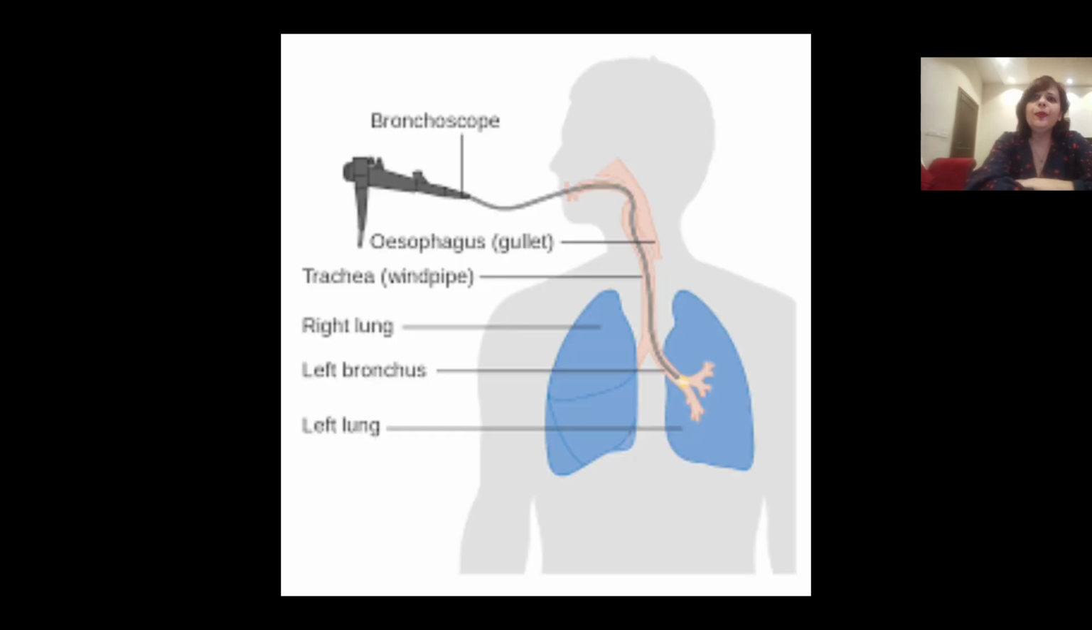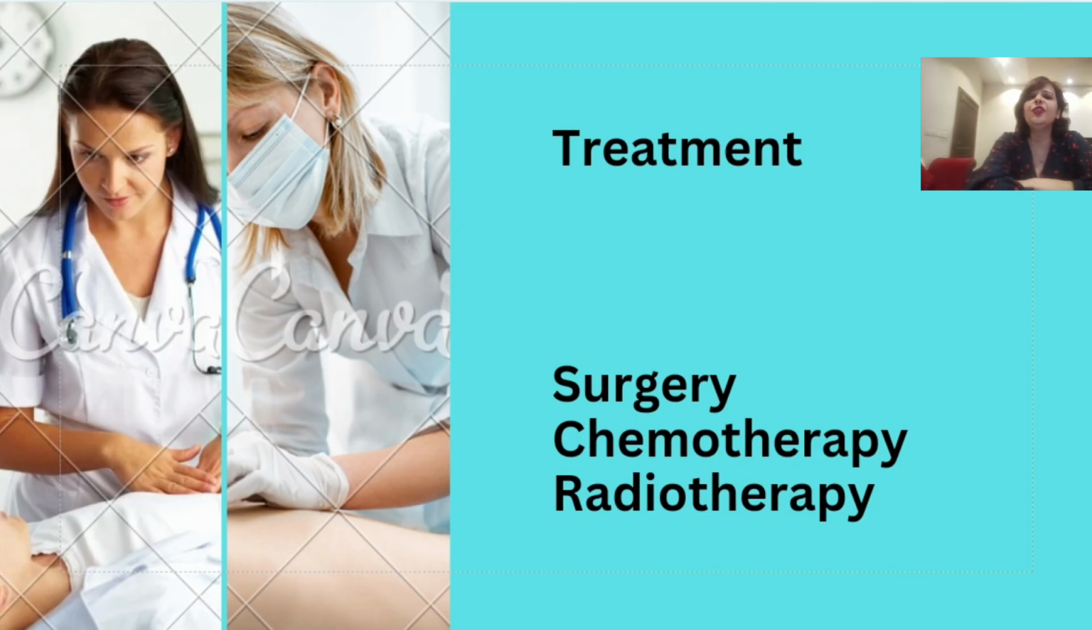This is the bronchoscopy. Here a flexible tube is passed into the tracheobronchial tree of the patient, and we can see the whole tree with the help of a camera, and wherever we find any suspicious lesion we can take the biopsy. Treatment is obviously surgery, chemotherapy and radiotherapy, but there are certain contraindications to surgery.